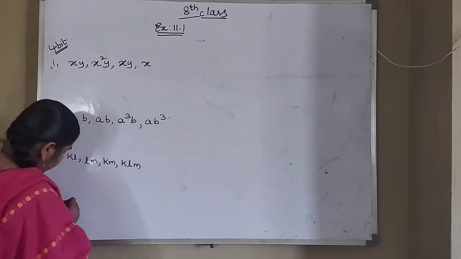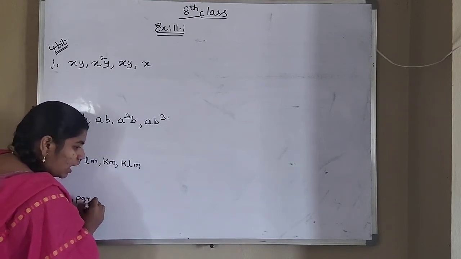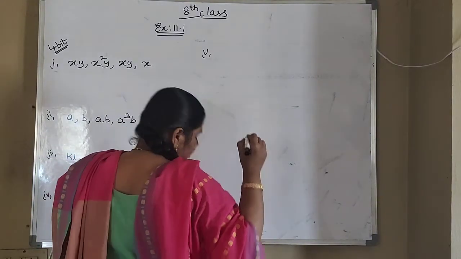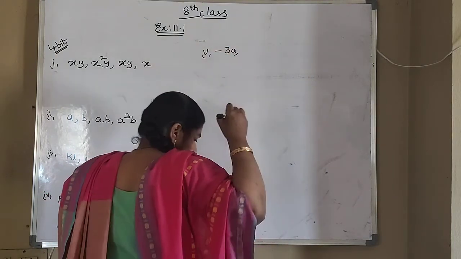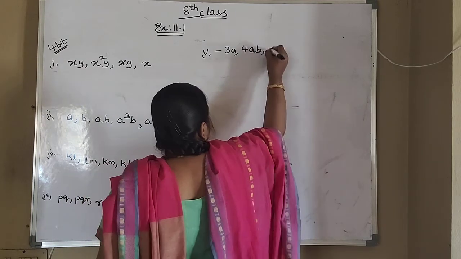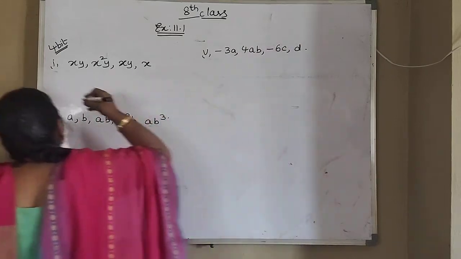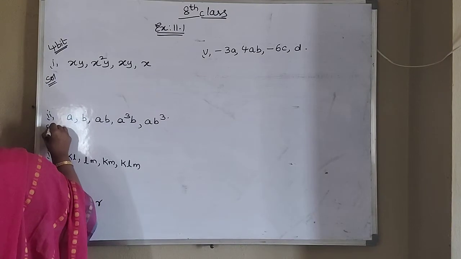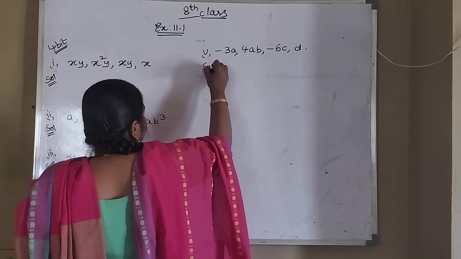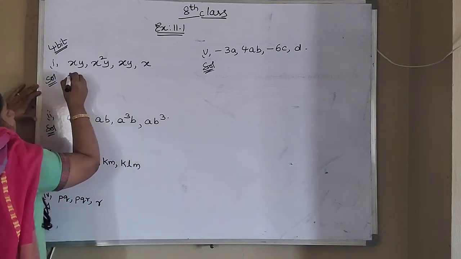And fourth one is pq, pqr and r. And fifth one is minus 3a, 4ab, minus 6c and d. So what we have to do? We have to find the product of all these given questions. So product is nothing but we have to do multiplication of these monomials. So multiply all the terms.